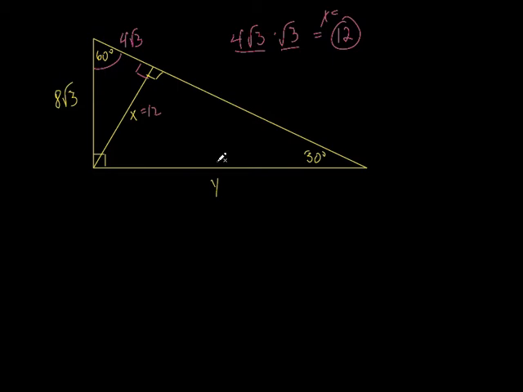Let's do y real quick. So watch. This is the short side. This is the hypotenuse. So what's true about the hypotenuse and the short side? It's twice this. So what is this? It's 24. Easy as that.